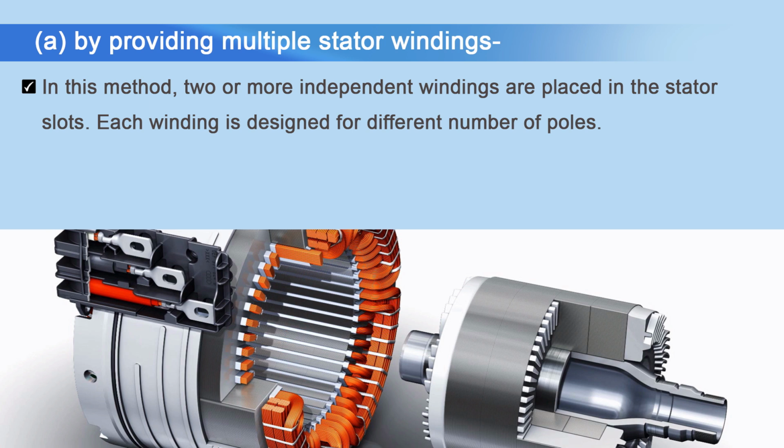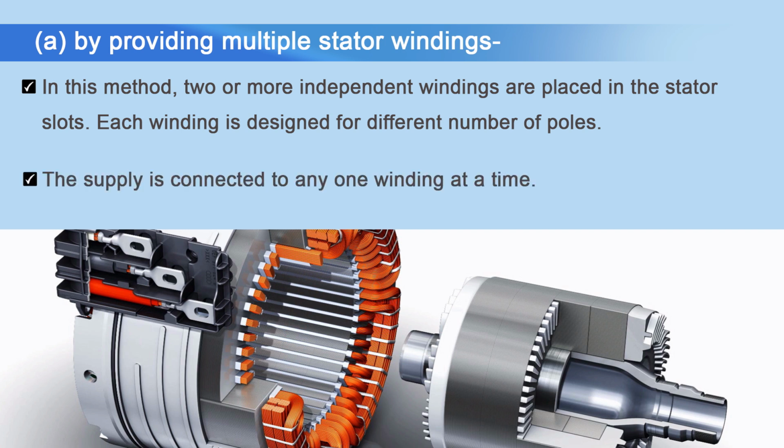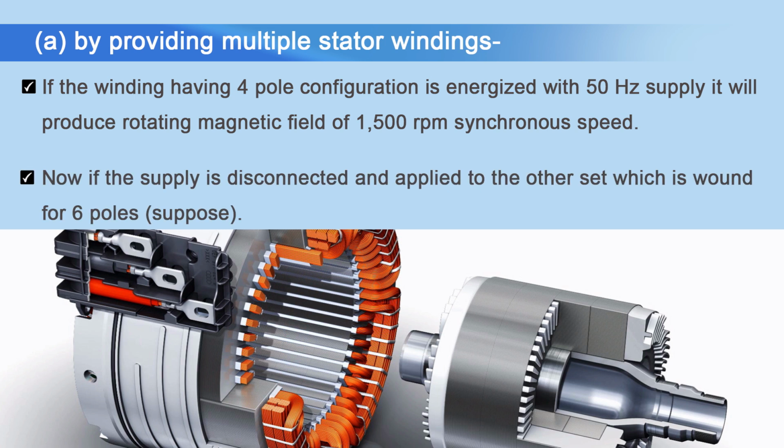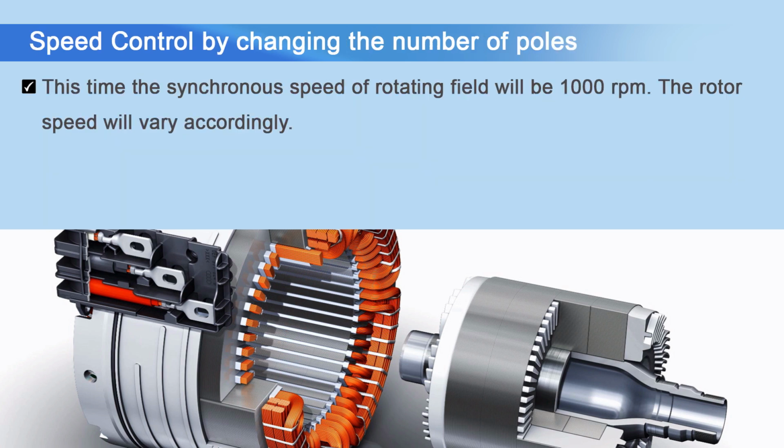Each winding is designed for different number of poles, and the supply is connected to any one of the winding at a time. If the winding having 4-pole configuration is energized with 50 Hz supply, it will produce rotating magnetic field of 1500 RPM synchronous speed. Now, suppose if the supply is disconnected and next time it is applied to another set which is wound for say 6 poles. Suppose this time the synchronous speed of rotating field will be 1000 RPM.